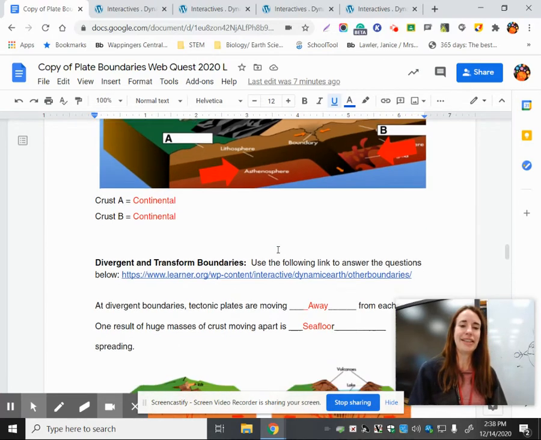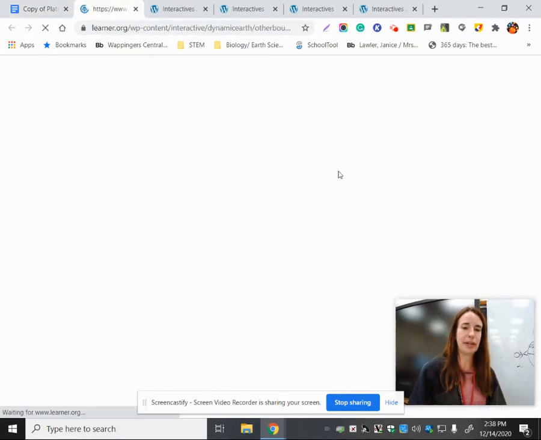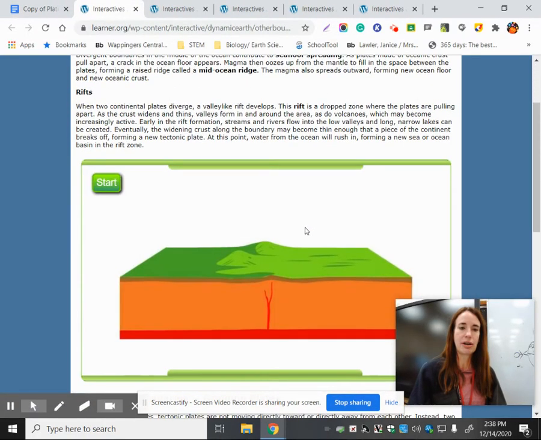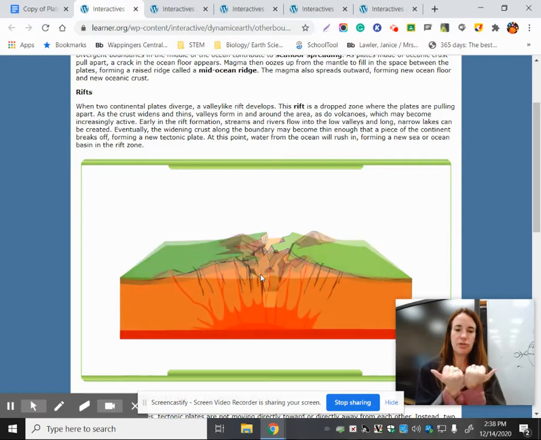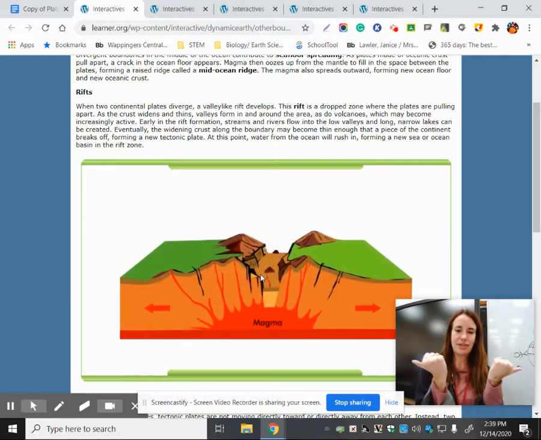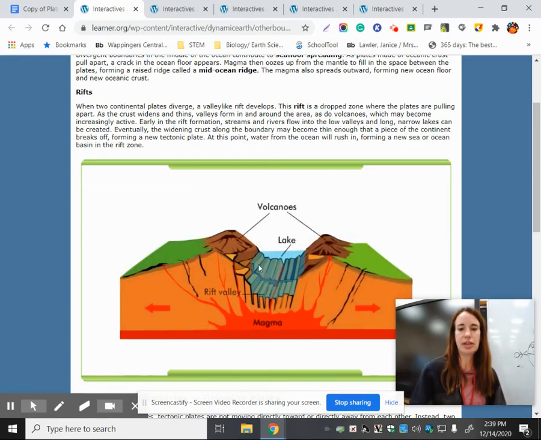But all right, next one, we're going to go through the divergent plate. So the divergent plate is where we're going to hit start right here. Kind of see this happening. All right, magma's kind of going up. The plates are kind of moving apart, and as they do that, the ground gets further and further apart from each other, and eventually you get a lake in between with volcanoes on either side.